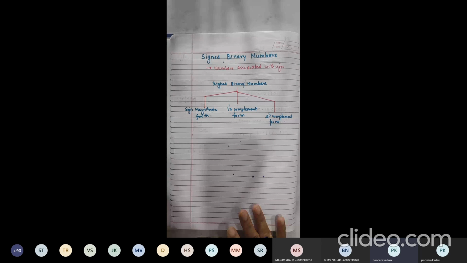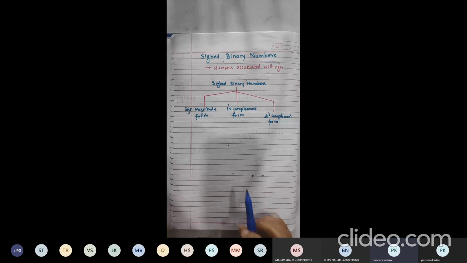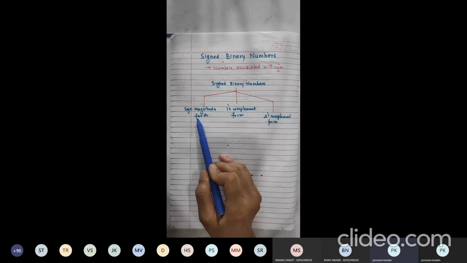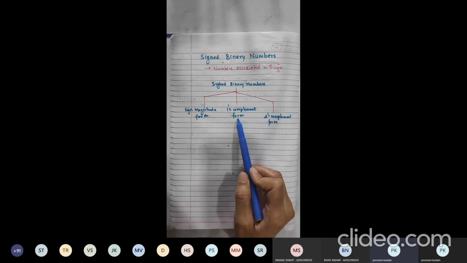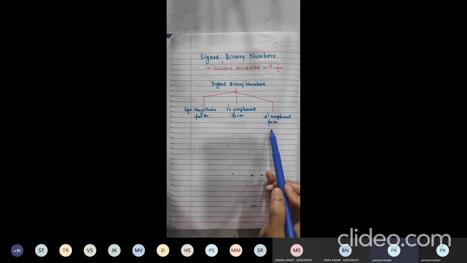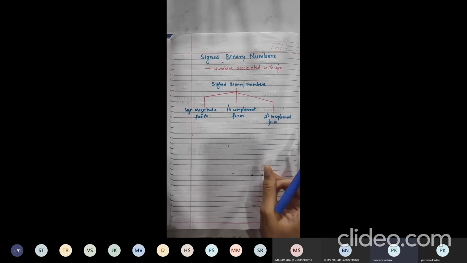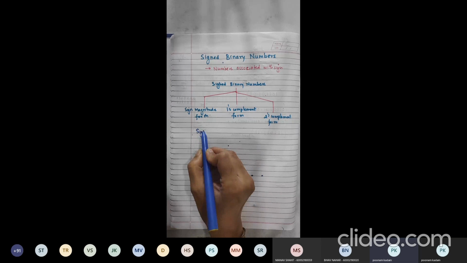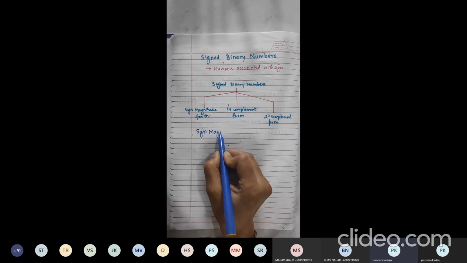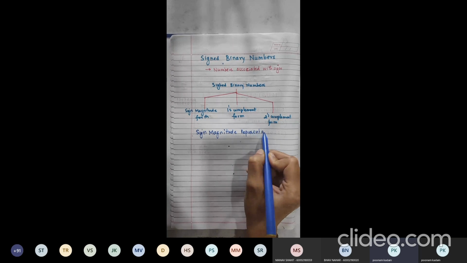There are basically three ways to represent signed binary numbers, and they are sign magnitude form, ones complement form, and two's complement form. We'll look at each of these forms of representation of signed binary numbers in this class. Let us start with the sign magnitude representation.